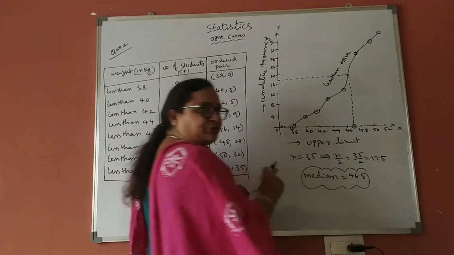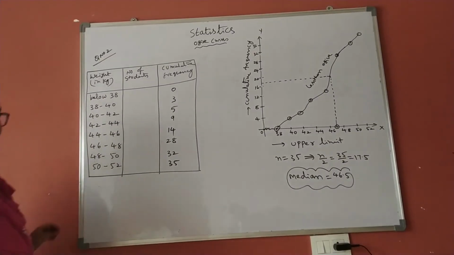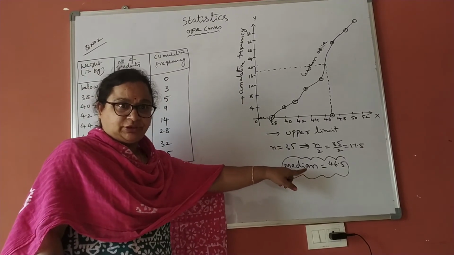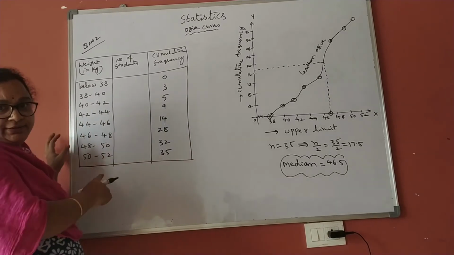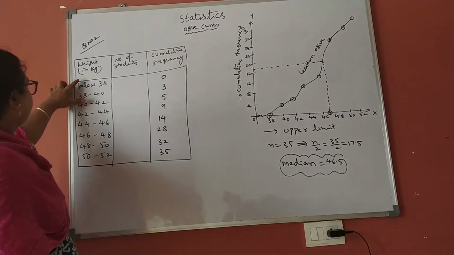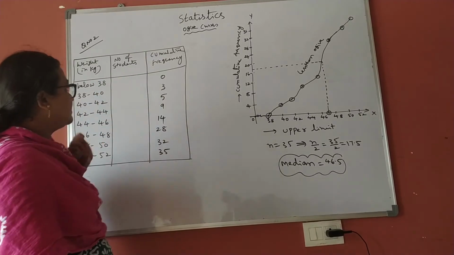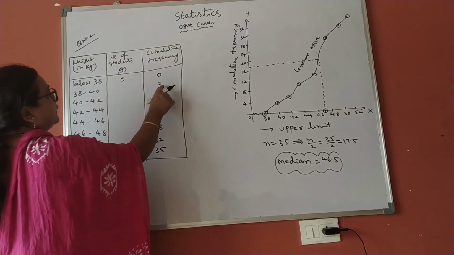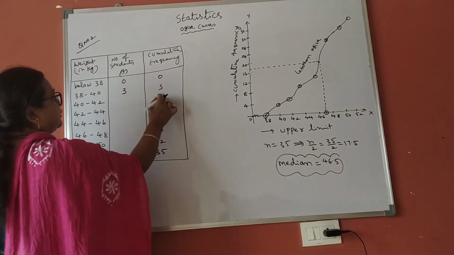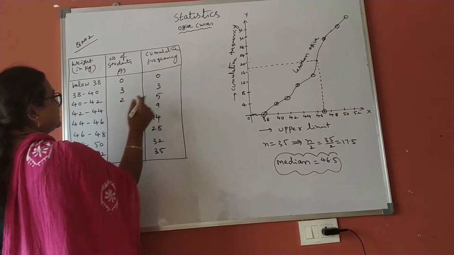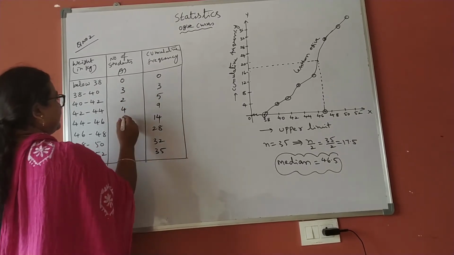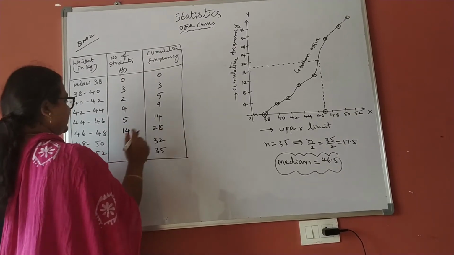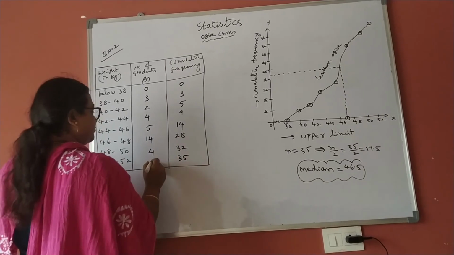Now we need to verify this using the formula. So from the graph we got the median as 46.5. That result we need to verify using the formula. So they gave the class interval like this and cumulative frequency. We need to find the frequency. 3 minus 0, 3. 5 minus 3, 2. 9 minus 5, 4. 14 minus 9, 5. 28 minus 14, 14. 32 minus 28, 4. 35 minus 32, 3.